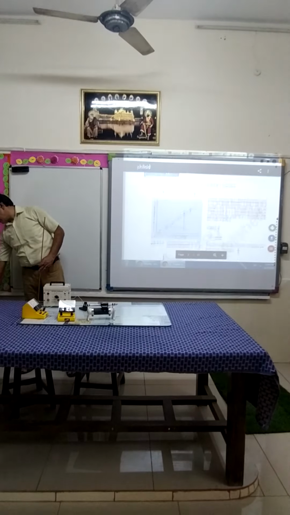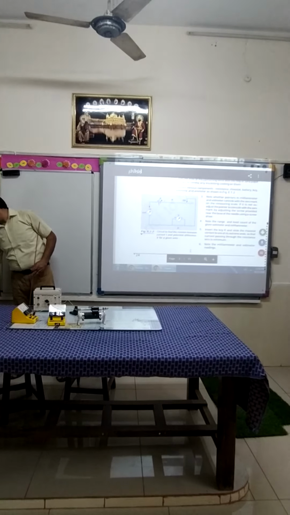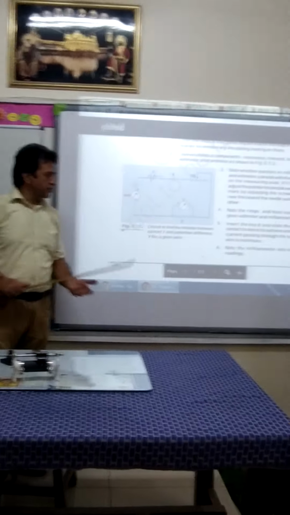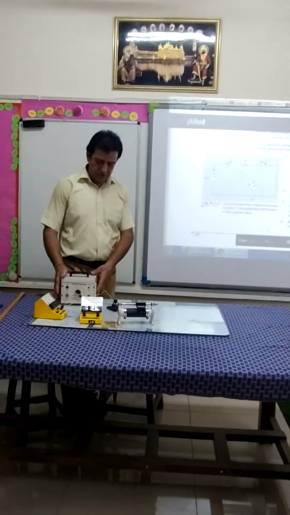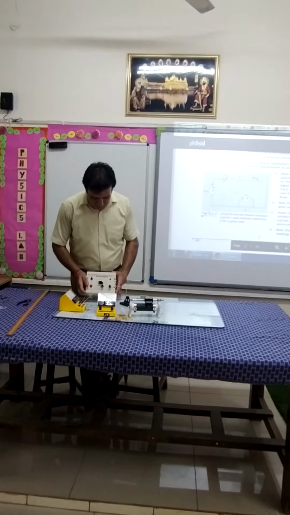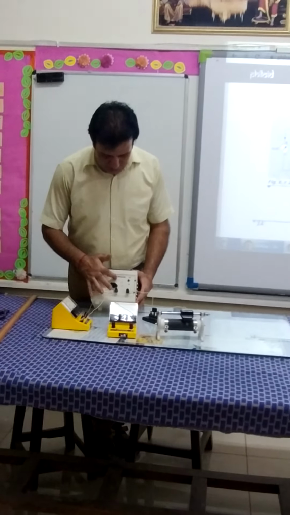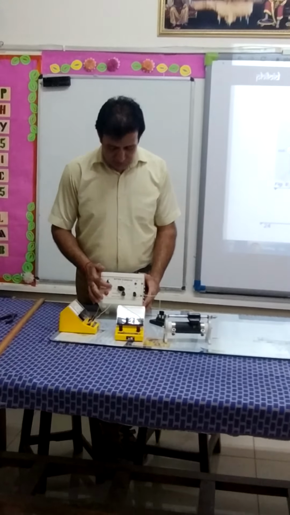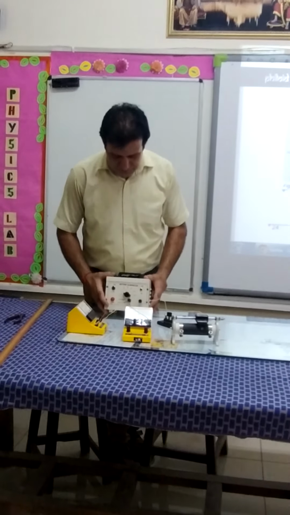Now this is the circuit diagram. According to the circuit diagram, we have to connect the instruments with each other. First of all, we move toward the battery part. In the battery part we have voltage settings: 0, 2, 4, 6, 8, 10 and 12 volt. We have to apply between 0 to 4 volt. If we increase the voltage, it may damage the instruments.